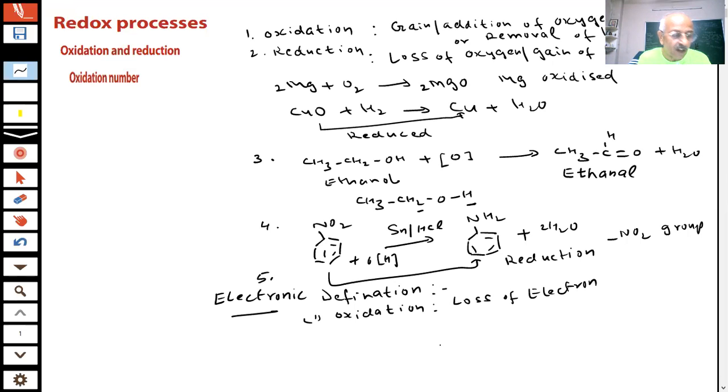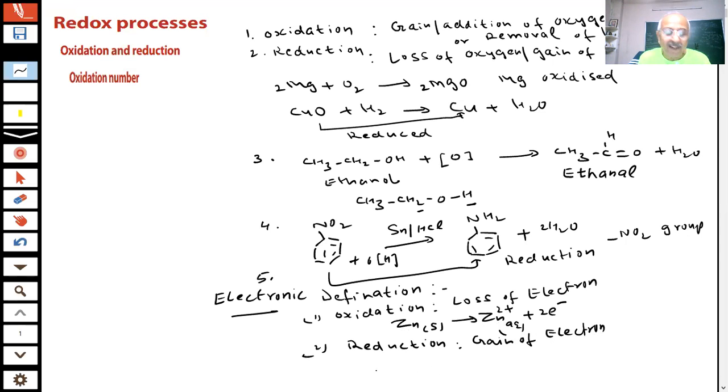There is a loss of electron. If I say zinc undergoes oxidation, that means you are talking of loss of electron. Oxidation is loss of the electrons. And what is reduction, students? Reduction is gain of electrons.